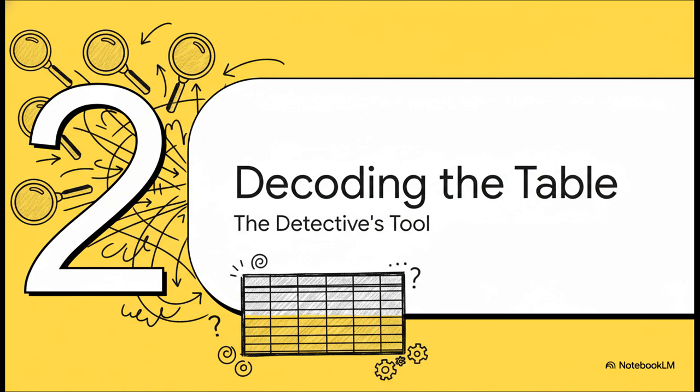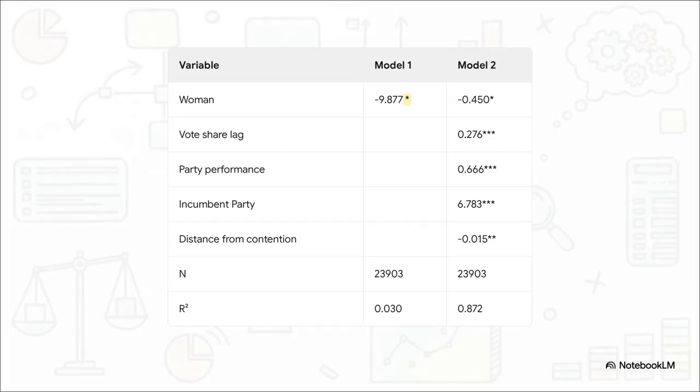Well, we need a more powerful tool. We need our high-powered detective's gadget. And that tool is the multiple regression table. And here it is. This is our full evidence board. See, on the left, in Model 1, that's our initial simple clue. But on the right, in Model 2, we've added in a whole bunch of other suspects, other potential explanations for what's going on. Now, I know it looks complicated, but stick with me. We're going to break it down piece by piece.